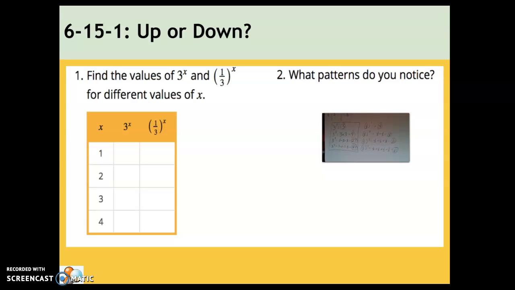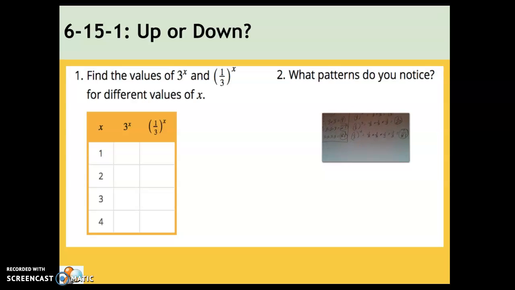3 to the first power is equal to 3. 3 to the second power is equal to 9. 3 to the third power is equal to 27. 3 to the fourth power is equal to 81. Then if you go over to the other side, you'll see that 1/3 to the first power equals 1/3. 1/3 to the second power is equal to 1/9. 1/3 to the third power is equal to 1/27. And 1/3 to the fourth power is equal to 1/81.